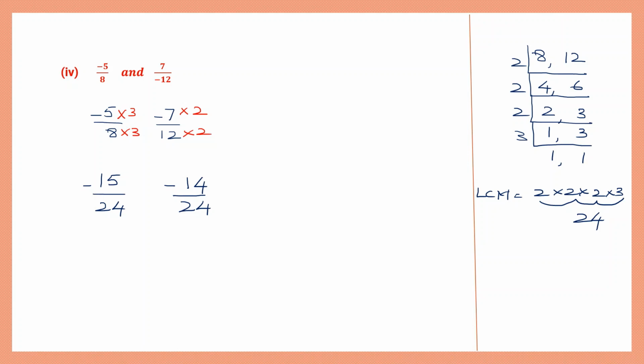Now if you can picture the number line in your mind, you know that minus 15 comes to the left of minus 14. And you know all the numbers to the left of a number are smaller than it. So minus 15 is smaller than minus 14. So this rational number minus 15 by 24 is smaller than minus 14 by 24. So if you go back to the question, minus 5 by 8 is what we have in the question. Minus 5 by 8 is smaller than 7 by minus 12.